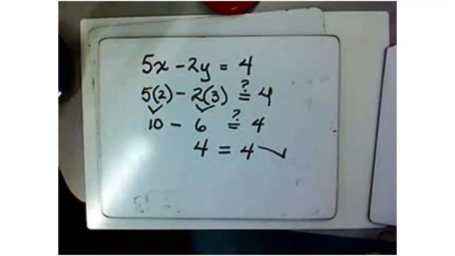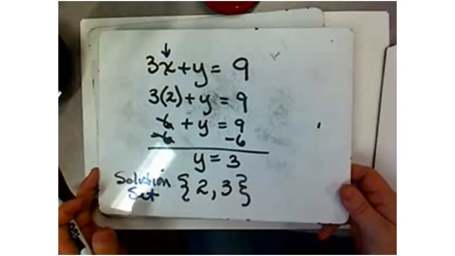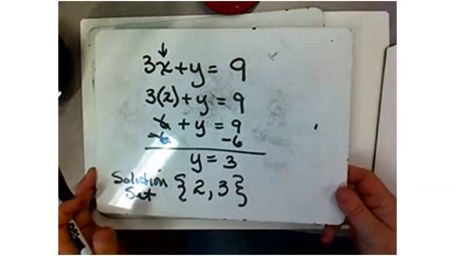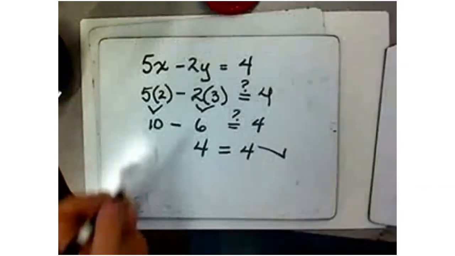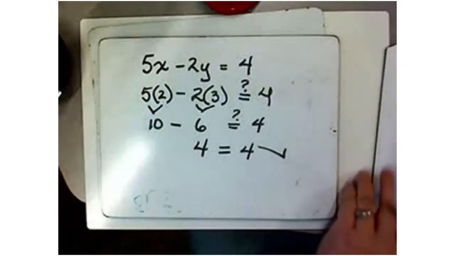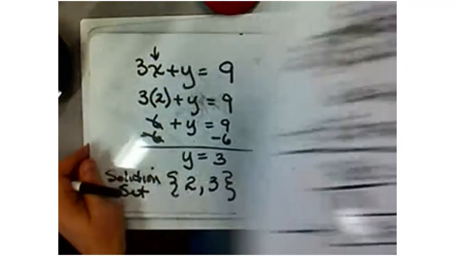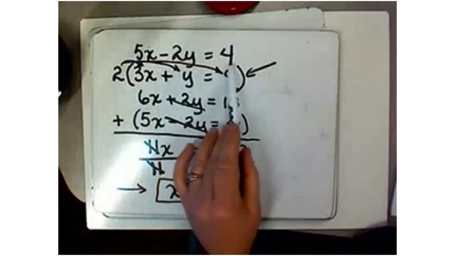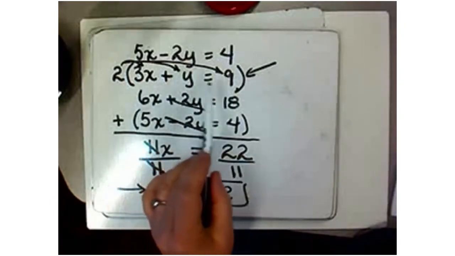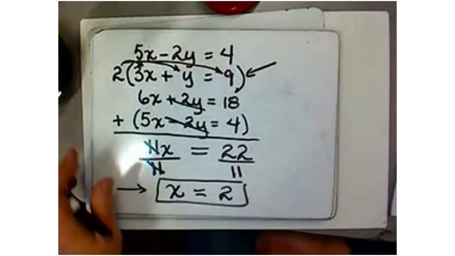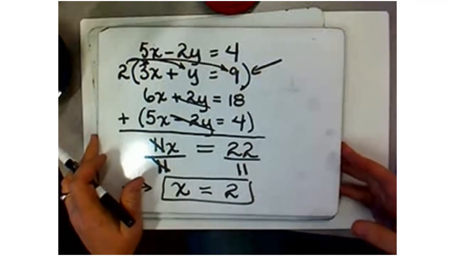So our solution set that works for that equation that we had to find the y for, now we plug it back in and it certainly works for the other one. So we found the solution to that original 5x minus 2y equals 4 and 3x plus y equals 9. Okay? Phew! A lot of work.